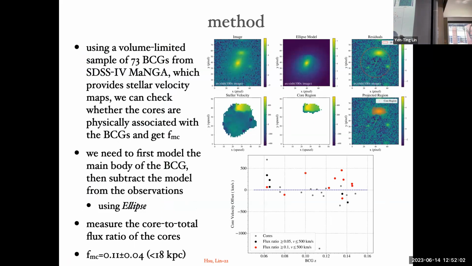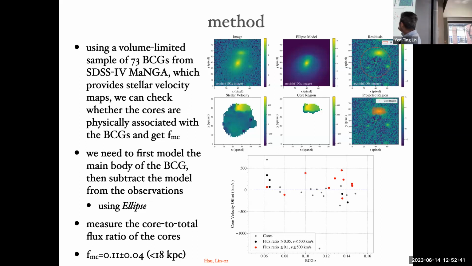So I show a BCG with a big core here. We first have to have a model of the BCG and subtract the main body of the BCG off. So this is our best model for the BCG, and this is the residual map. You can see the core very clearly. Then in the stellar velocity map, we find regions with velocity deviating from the systemic velocity. And if this region spatially coincides with the residual map, then we identify that as a bona fide core.